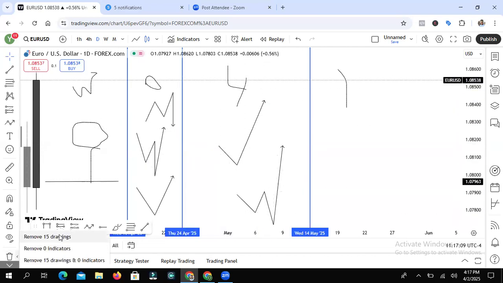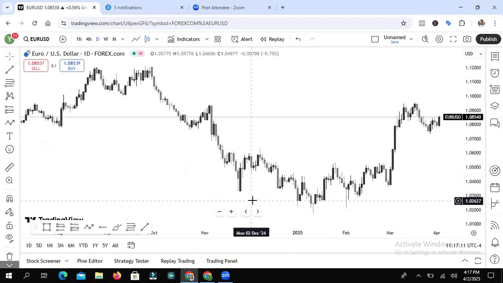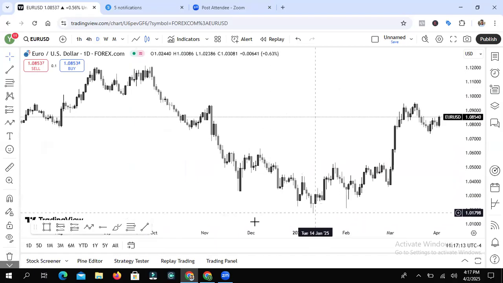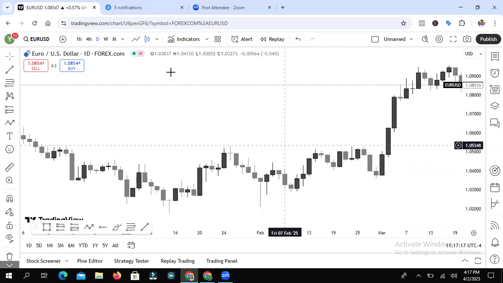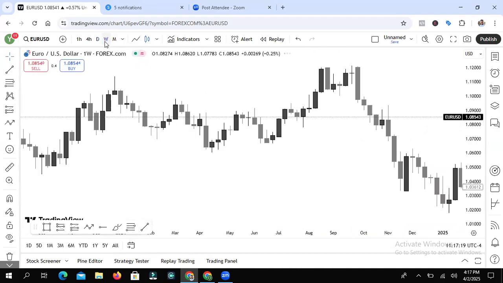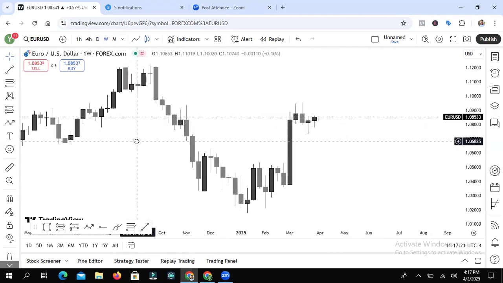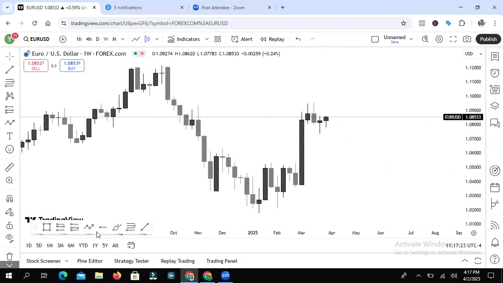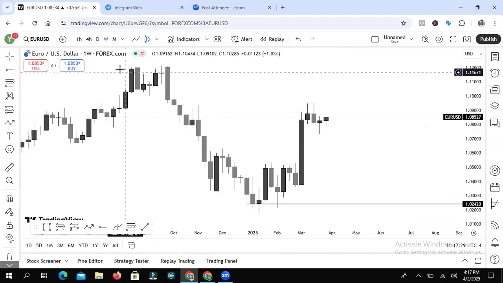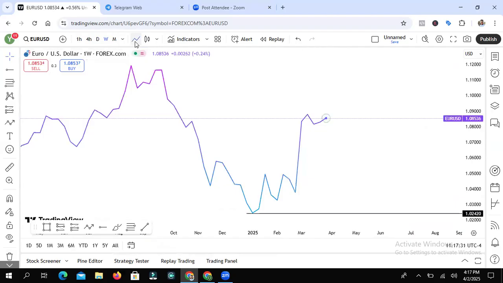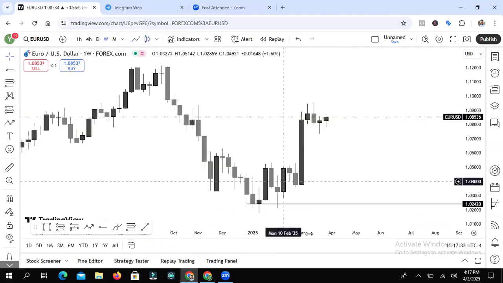So let me delete everything. Like I said, look at this example again, one more time. Look at this daily. Let's even look at this weekly rejection. Weekly reject weekly right here. They rejected this V-shaped level. If you turn on the line charts, you can see the rejection. You can see the V-shaped level they rejected.